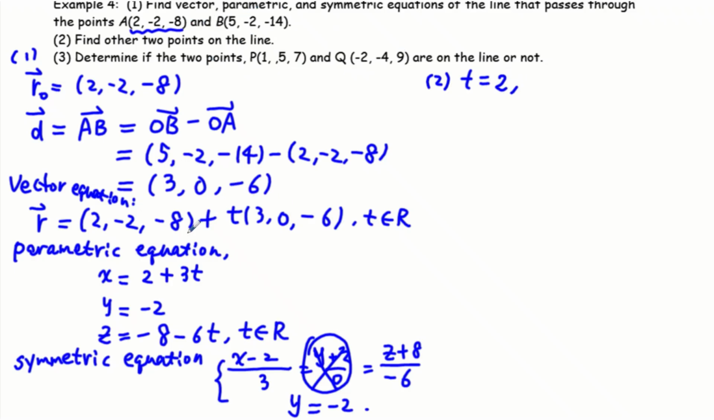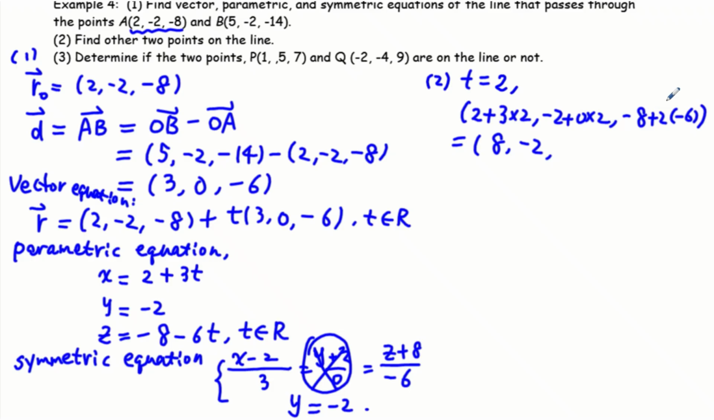So we substitute t equals 2. The new vector will be 2 plus 3 times 2, then negative 2 plus 0 times 2, then negative 8 plus 2 times negative 6. Then doing the calculation, we have 8, negative 2, then negative 20. So this is t equals 2.